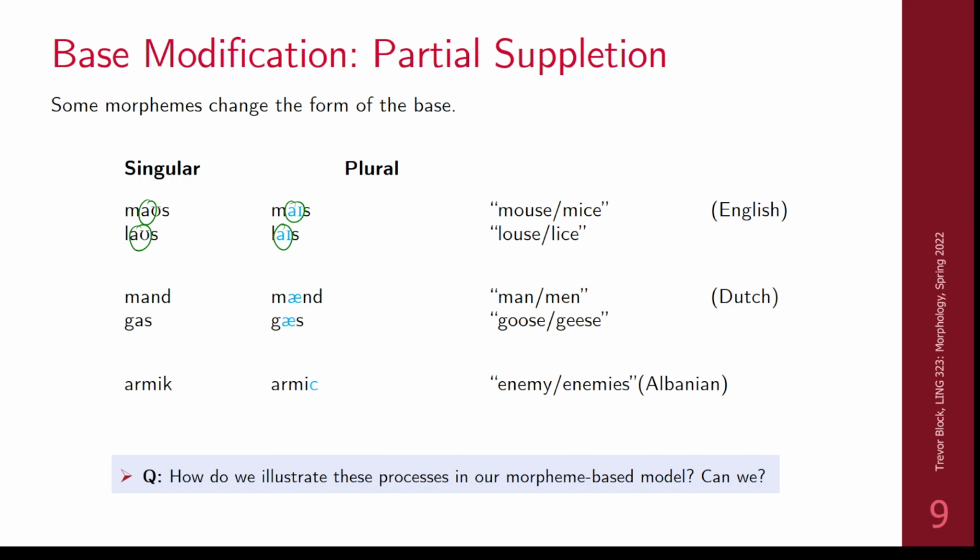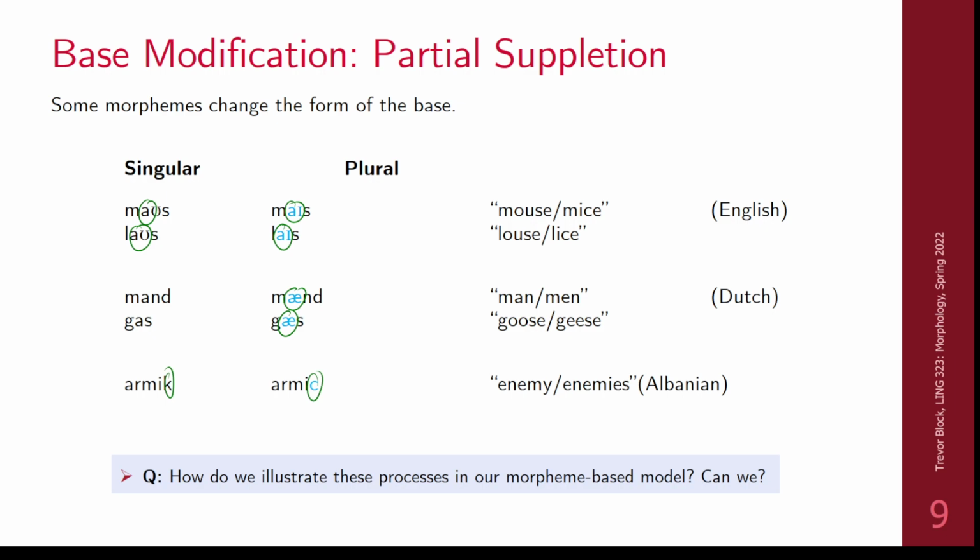In Dutch, it's the same. So man to men, goose to geese. Then Albanian does something similar with the final sound. The final sound changes. So how do we do this in our morpheme-based model with tree structures?